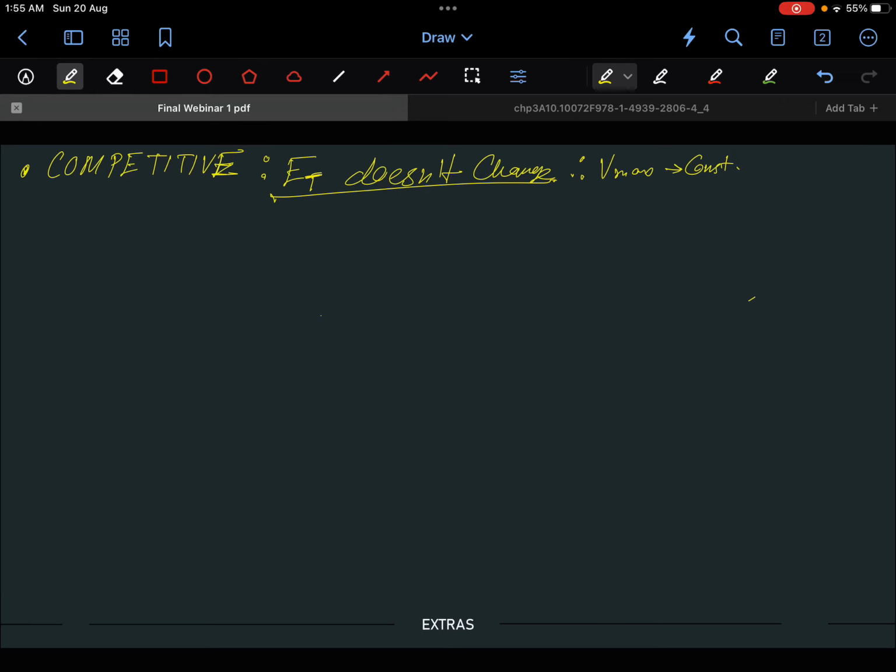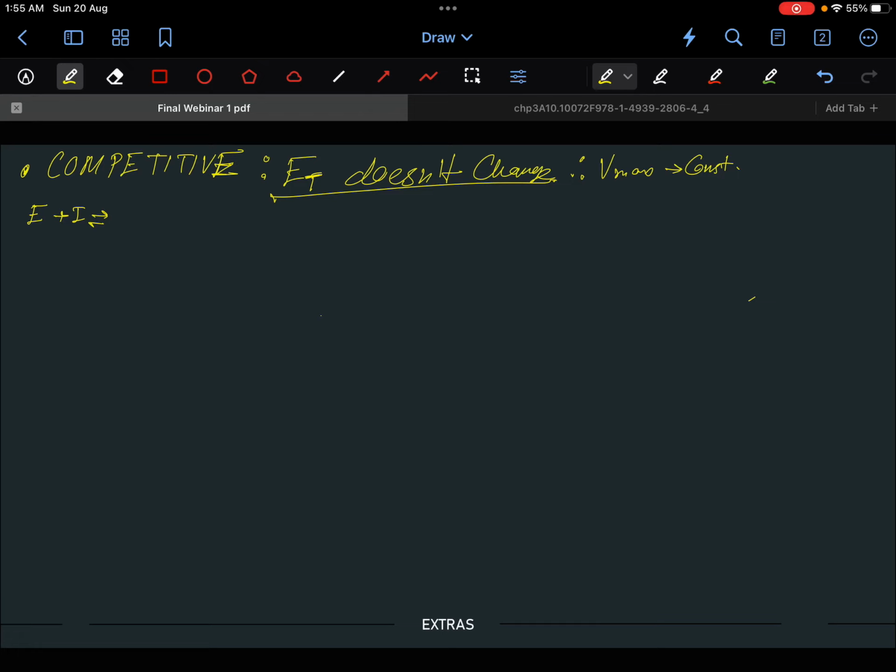Why is it not changing? Because in competitive inhibition, the inhibitor is binding with the enzyme, but remember this reaction is very reversible, and that is why it is known as competition. It is not hijacking, it is not taking the enzyme away once it is binding with the enzyme. It is very reversible. So that is why the total pool of enzyme is not decreasing, and that is why Vmax is constant, right?